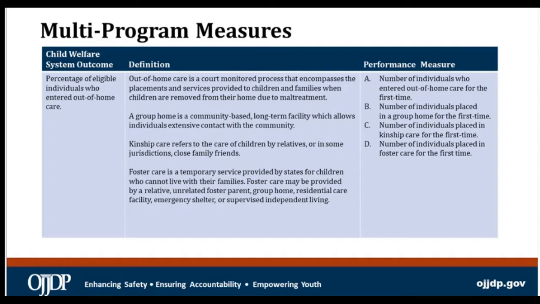Percentage of eligible individuals who entered out-of-home care is an example of one of the multi-program performance measures and is categorized as a child welfare system outcome measure. To report on this measure, you will collect data on the number of individuals who entered out-of-home care for the first time, the number of individuals placed in a group home for the first time, the number placed in kinship care for the first time, and the number placed in foster care for the first time. The percentage of eligible individuals who entered out-of-home care is calculated by adding A, B, C, and D, and then dividing that number by the individuals served during the reporting period.